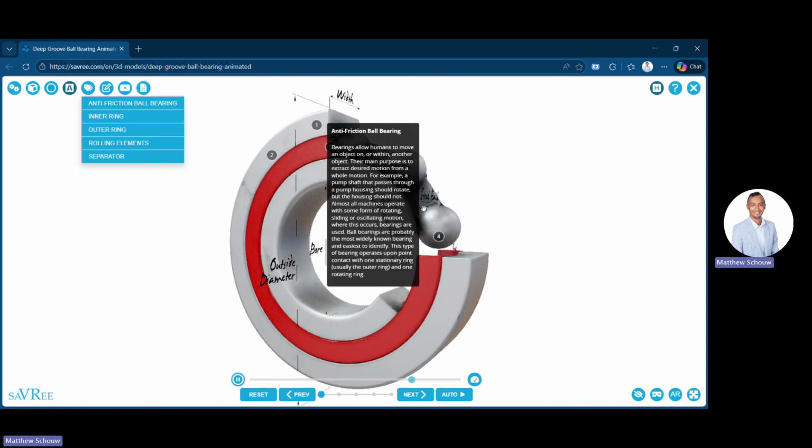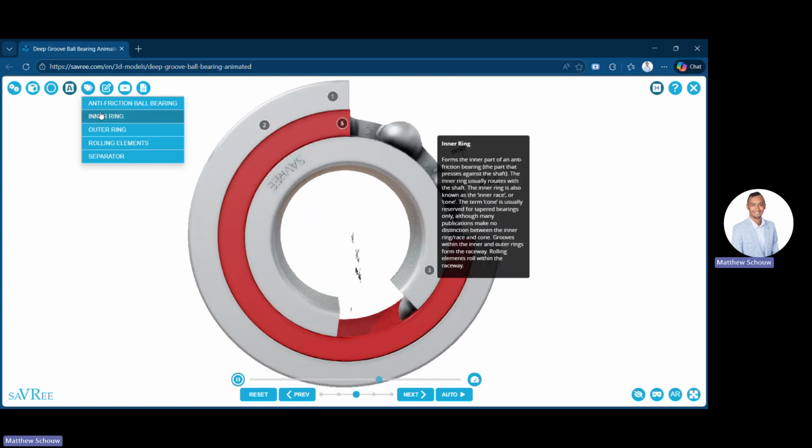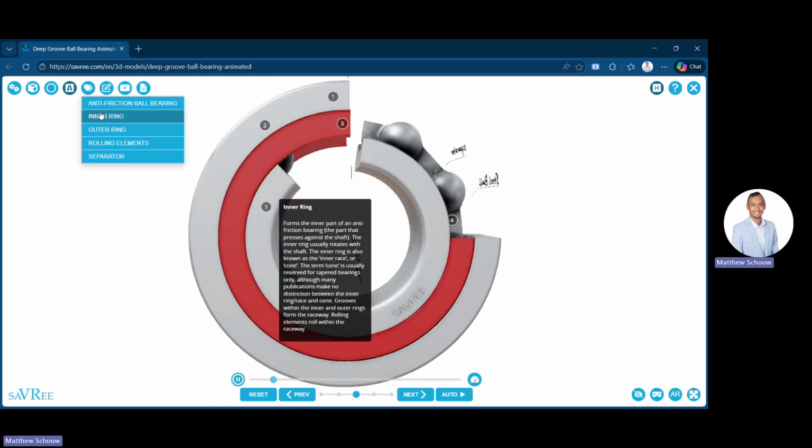Almost all machines operate within some form of rotating or sliding or oscillating motion. When this occurs and bearings are used, ball bearings are probably the most widely known bearing and easy to identify, right? This type of bearing operates upon one contact with one stationary, usually the outer ring, and one rotating ring. Your inner ring, cool.